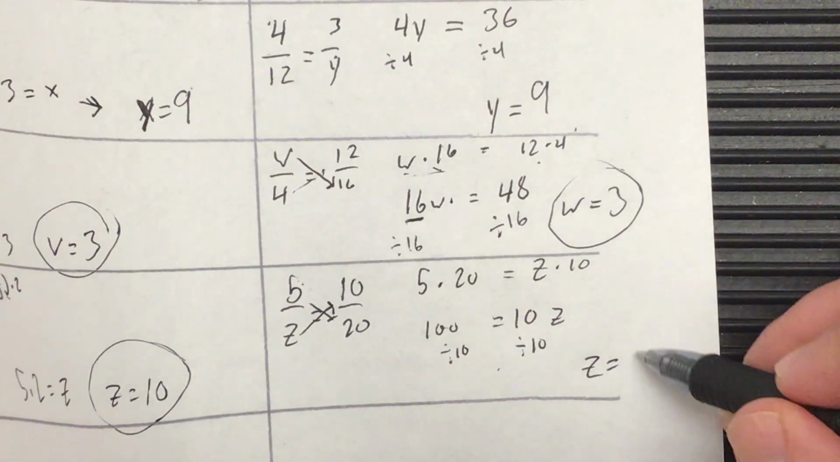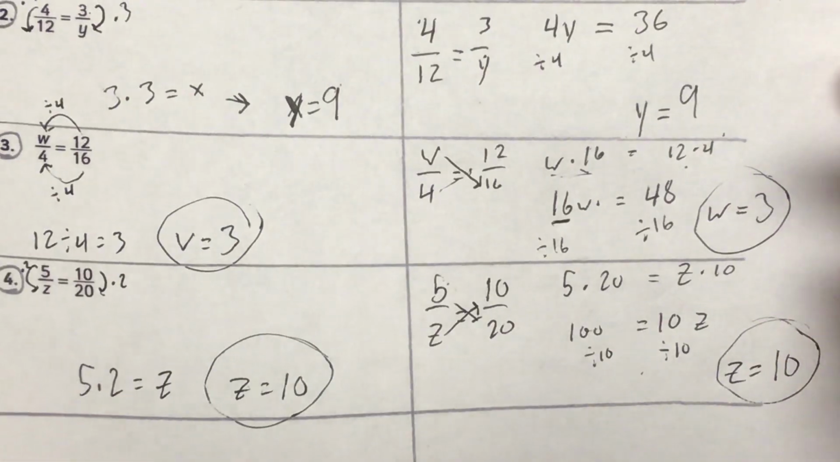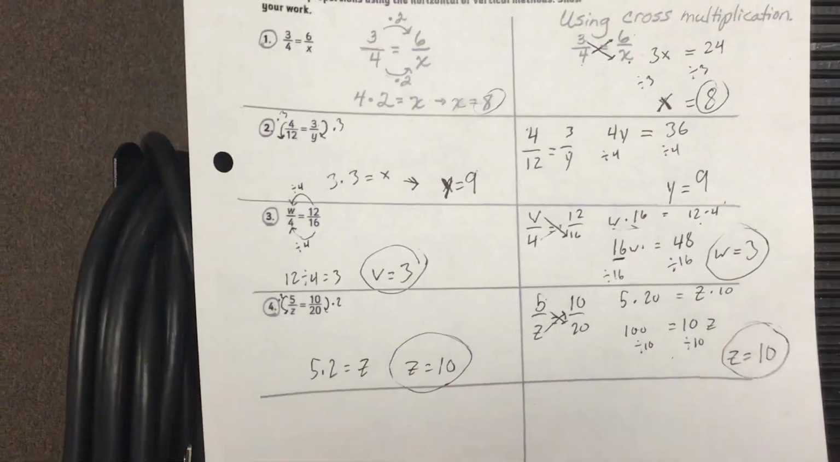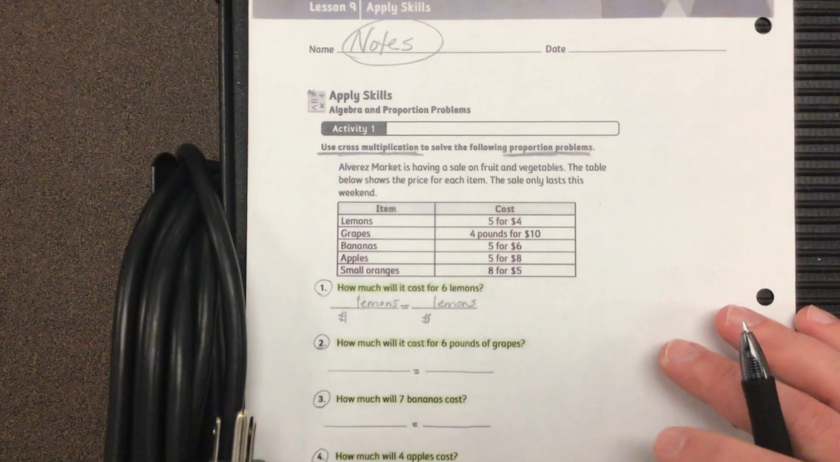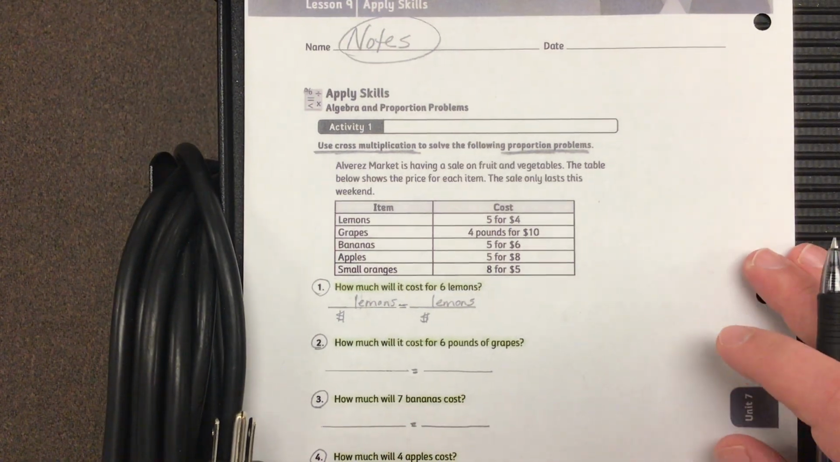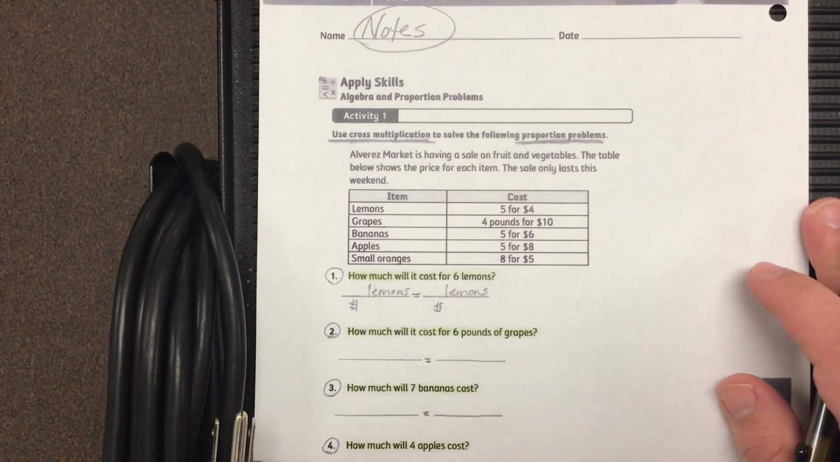10. So z is 10. All right. Now let's flip it over. Back page.